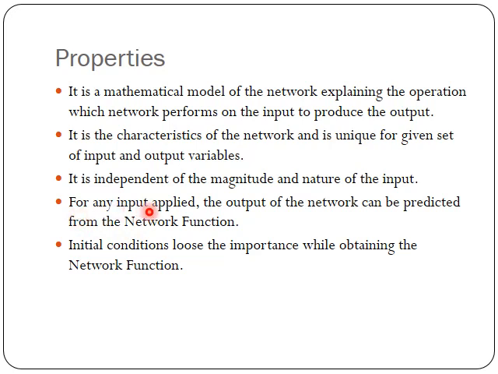For any applied input, the output can be predicted from the network function. This is very clear, as the network function is a ratio of the output by input. So if the network function is given and the input has been applied, the output will be calculated as a product of the network function and the input. Now the initial conditions lose importance while obtaining the network function, as we have already seen that the initial conditions are set to 0 to evaluate the network function.